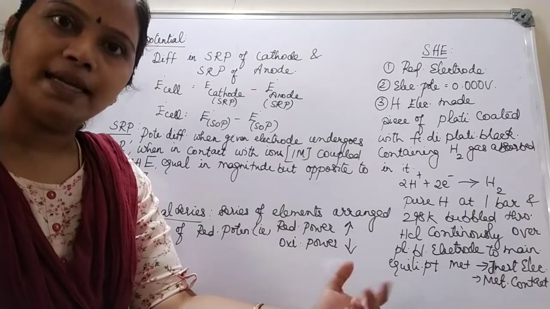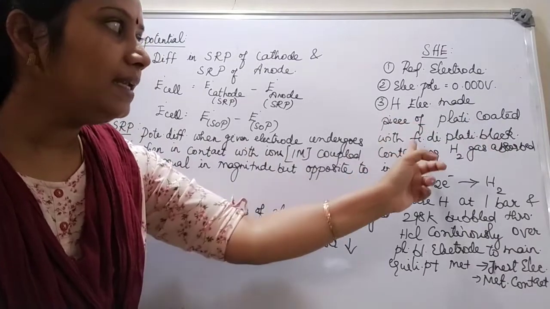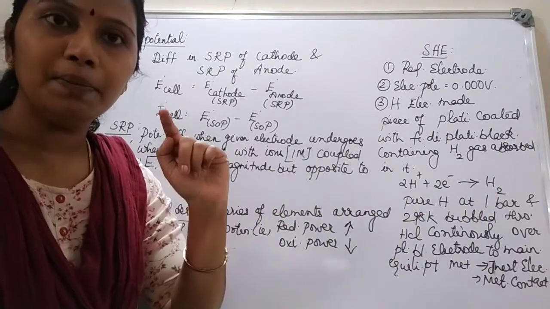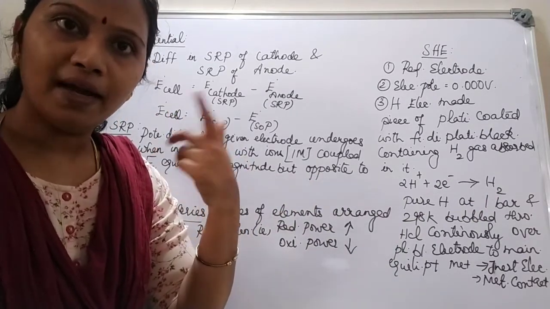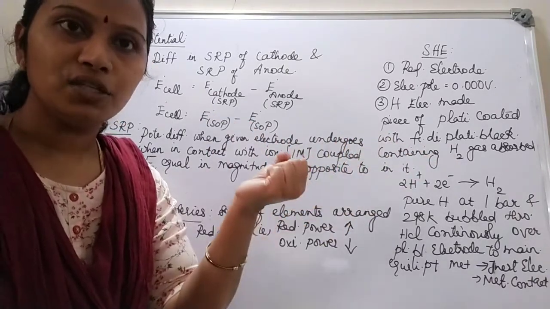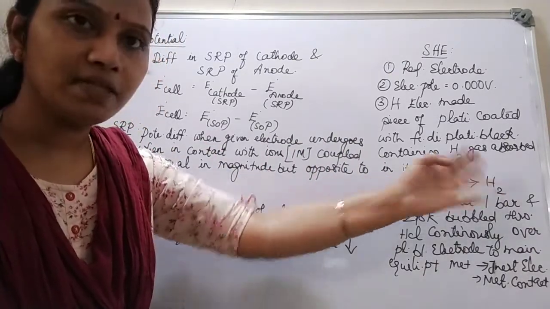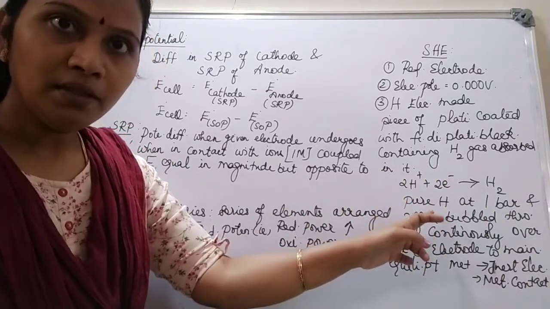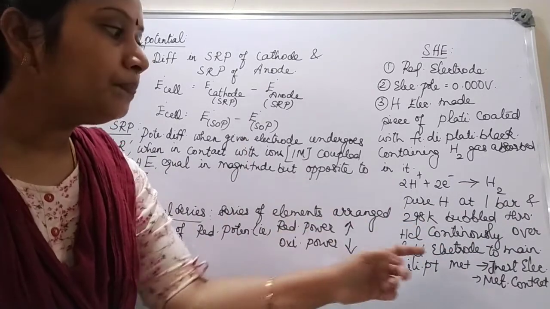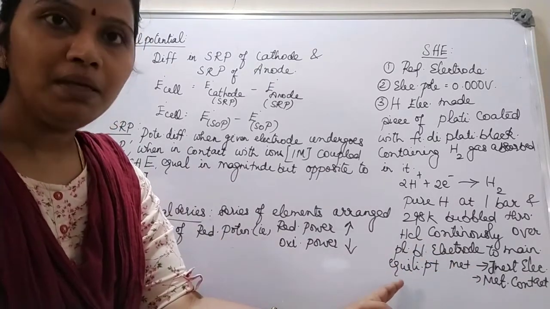See how you can make a hydrogen electrode. A standard hydrogen electrode can be made from a piece of platinum coated with finely divided platinum black, where hydrogen gas is absorbed on it. So this is the equilibrium reaction: 2H+ + 2e- gives H2. Pure hydrogen at 1 atmospheric pressure and temperature 295 Kelvin is bubbled continuously in HCl over this platinum black electrode, so that equilibrium can be maintained.